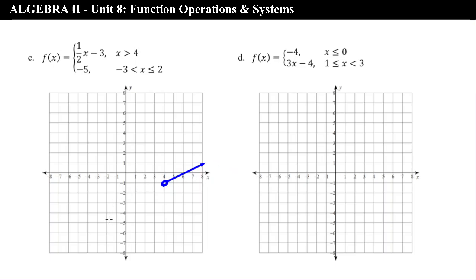So we go from -3 to 2, and for some reason I can't get a straight line to draw, so that's okay. I'll just do it manually. It won't look quite as straight, but it will still get the job done.